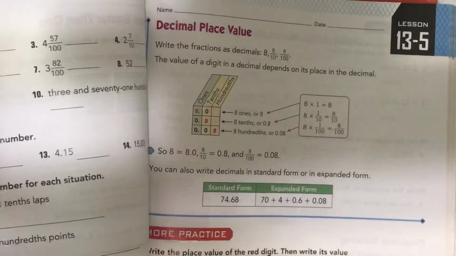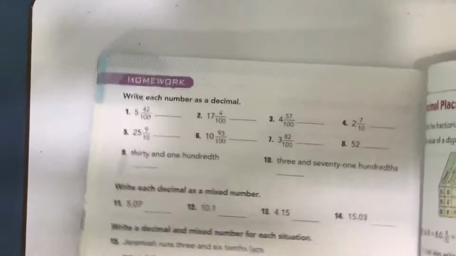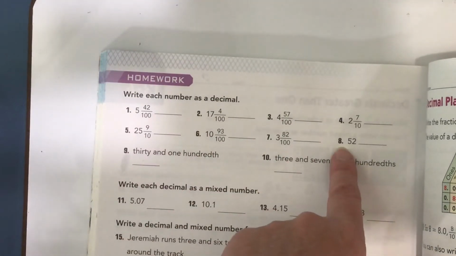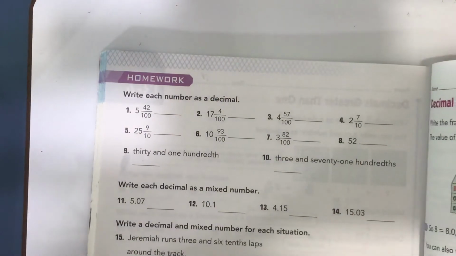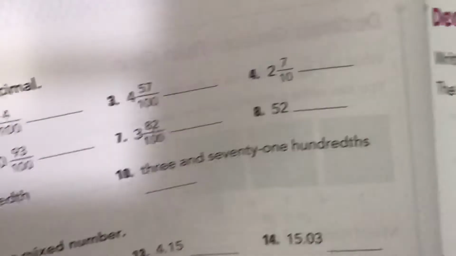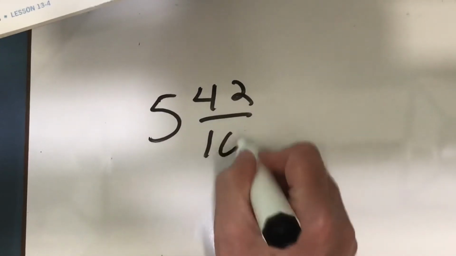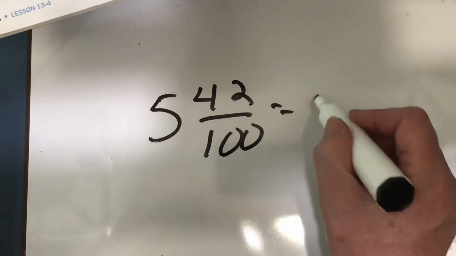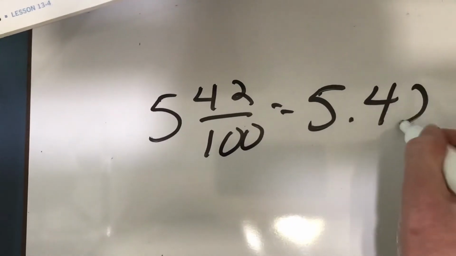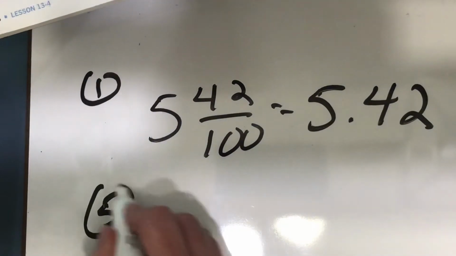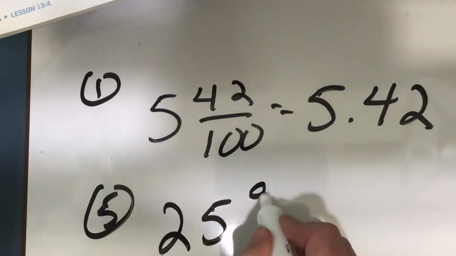Okay, so let's look on 206 because that's the page you're going to do. It says to write each number as a decimal. These are all mixed numbers except number 8, which is a whole number. Okay, so number 1 says 5 and 42 hundredths. If we write that as a decimal, I'd write 5.42. That's number 1.